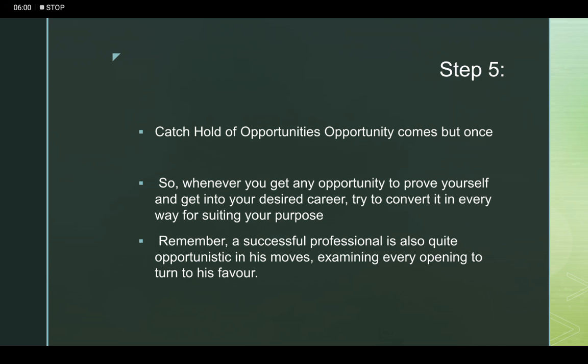So whenever you get an opportunity to prove yourself and get into your desired career, try to convert it in every way to suit your purpose. Remember, a successful professional is also quite opportunistic in his moves, examining every opening to turn to his favor.